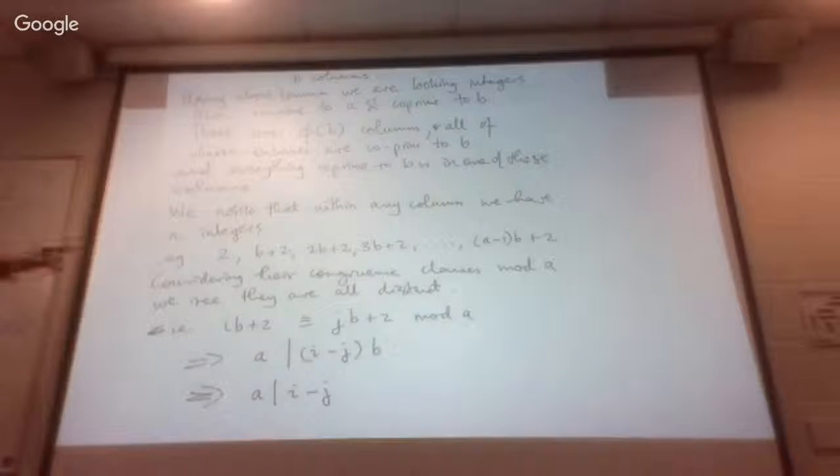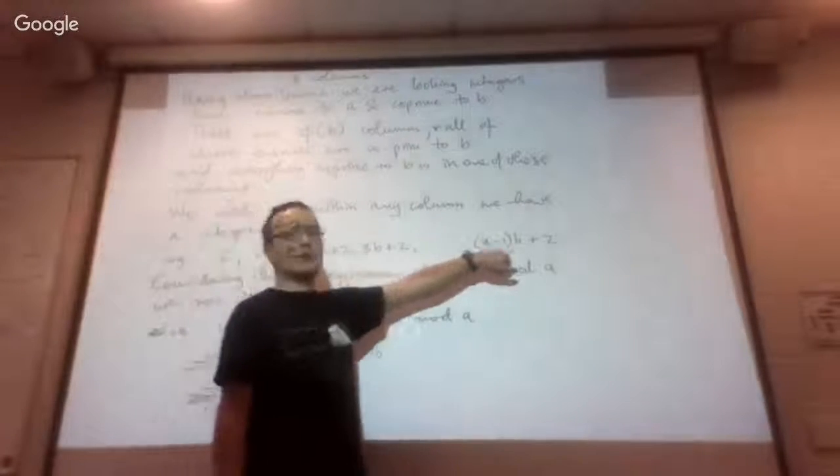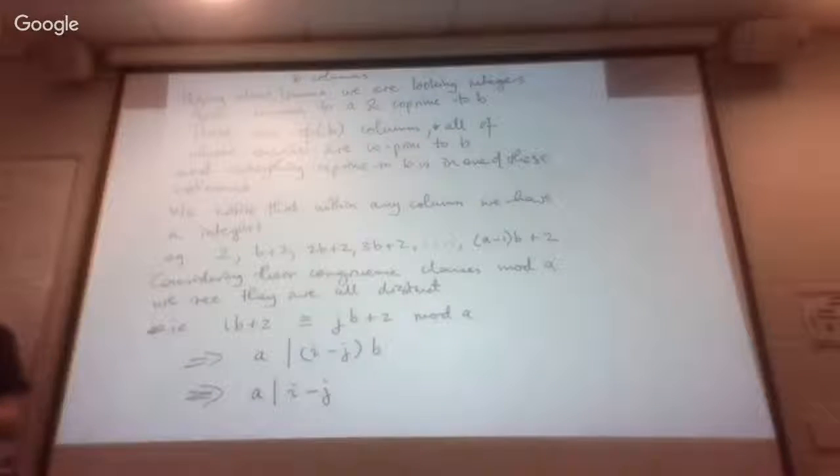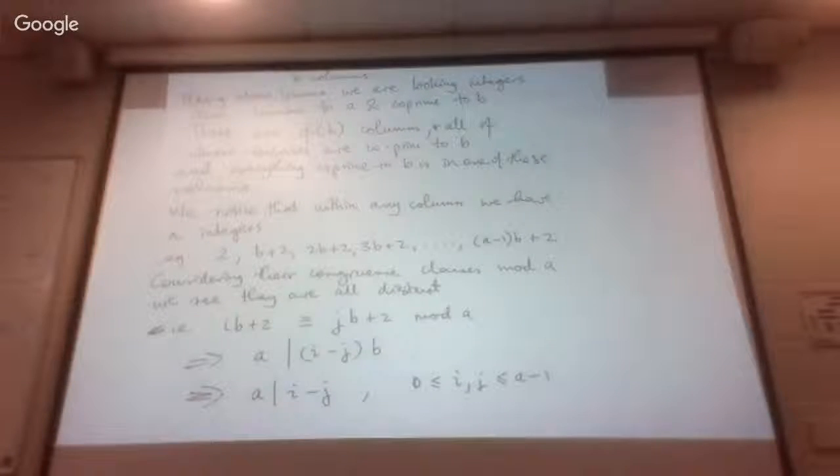i and j are two of these indexes here, which begin at 0 and go 0, 1, 2, 3, 4, all the way up as far as a minus 1. So i and j are between 0 and a minus 1. So how can their difference be a multiple of a? The only way that can happen is if i and j are actually the same.